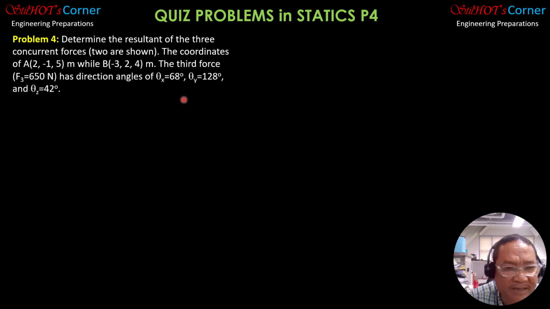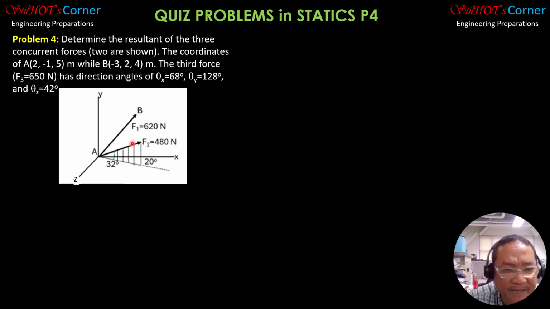So remember that the force in vector form would be magnitude of the force, quantity cosine theta x i plus cosine theta y j plus cosine theta z k if expressed in vector form. So here's the given figure. First, for F1 with magnitude 620 newtons, it is directed from point A to point B. So let's compute the distance between A and B.